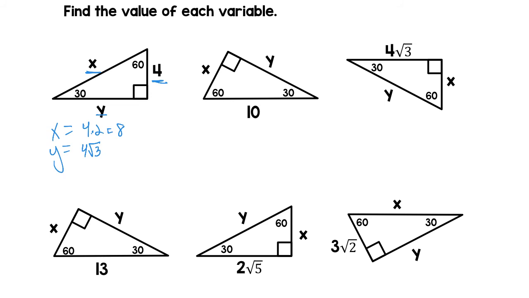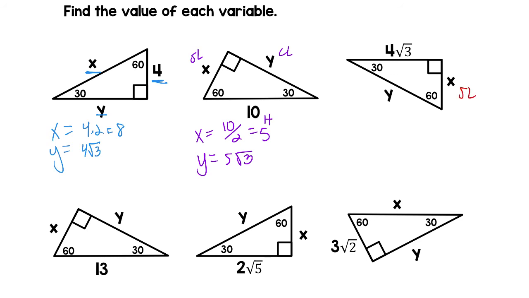It might help, especially at first, to label short leg, long leg, hypotenuse, like I did with geometric mean. Okay, x in this case is the short leg, so I can take my hypotenuse and divide it by 2 and get the short leg. That's 5. If I now want to know the long leg, I multiply that short leg by the square root of 3. And I did it.